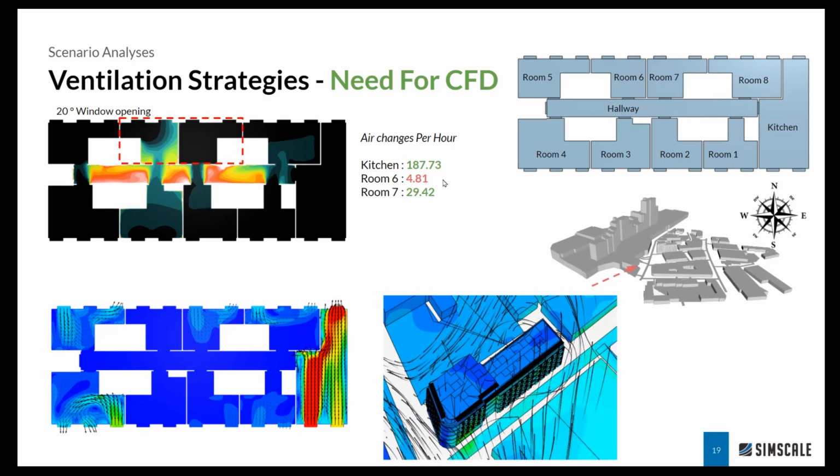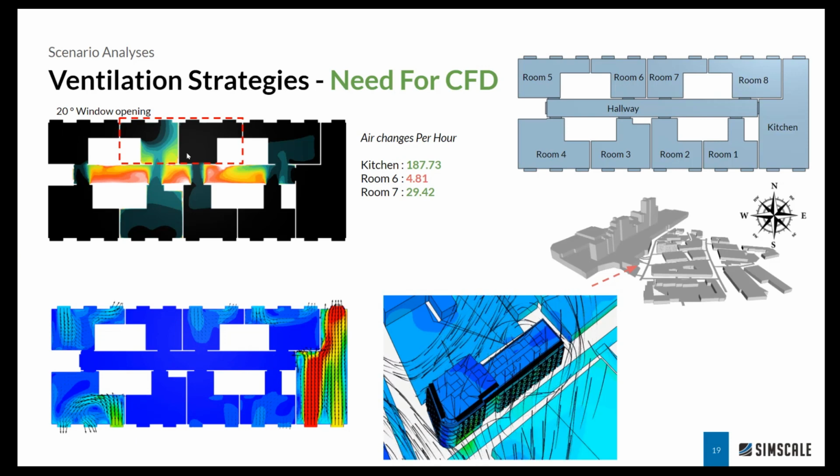For room 6, it's at 4.81 air changes per hour, while the same volume room or a similar room has about 30 air changes per hour, just because of the prevailing wind conditions. CFD helps us understand why this is happening.